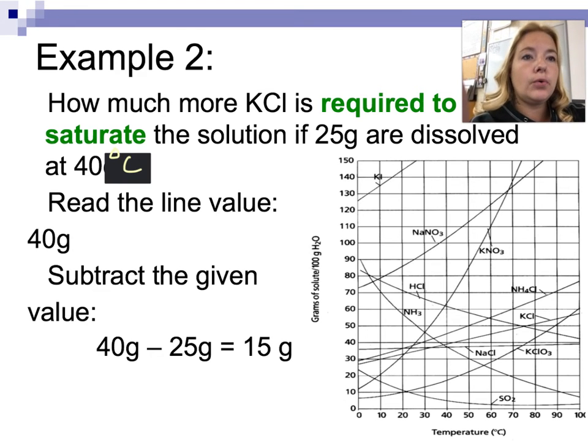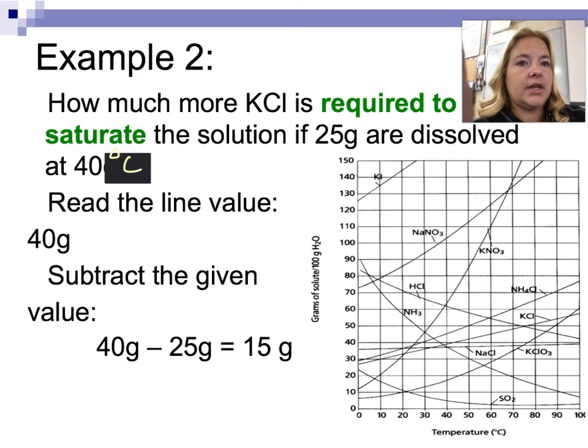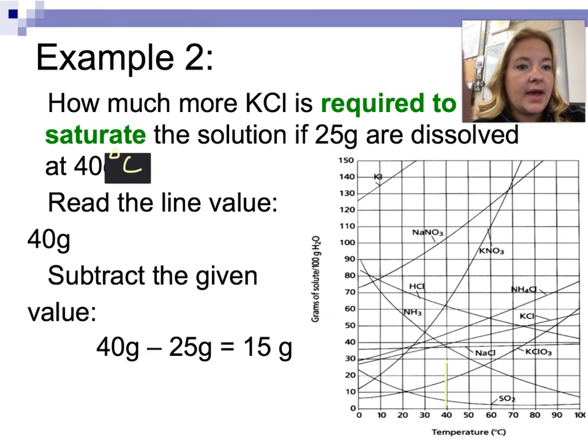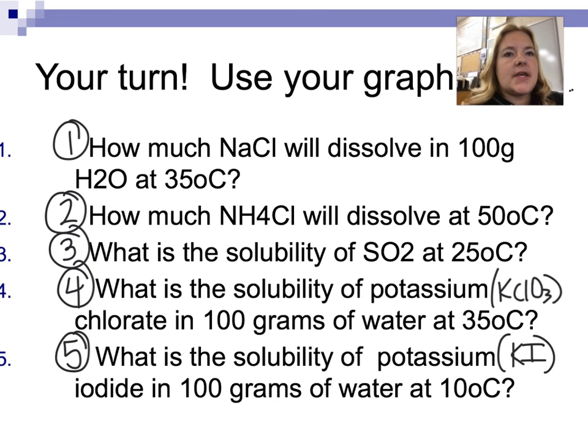It asks me how much more KCl, potassium chloride, is required to saturate the solution if 25 grams are dissolved at 40 degrees Celsius. So I'm going to look at my 40 degrees Celsius right here. I'm going to go up from 40 degrees to my KCl line, and I'm going to see that at that point, I am going to need about 40 grams, but I only have 25. The question wants to know how much more I am going to need. So 40 minus the 25 that I have means that I need 15 more grams in order to saturate my solution.